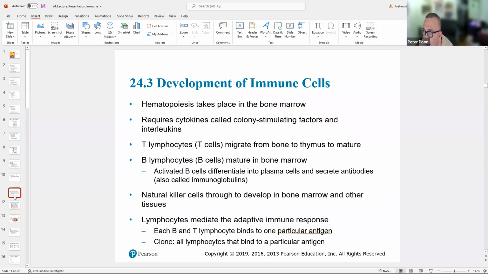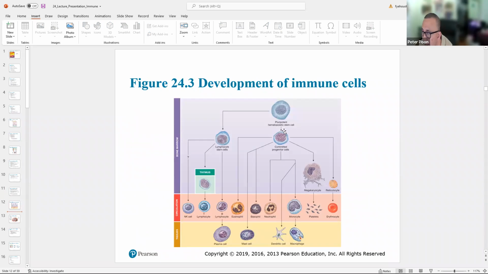You can see they all come from one big pluripotent hematopoietic cell. Everything in your blood comes from there.